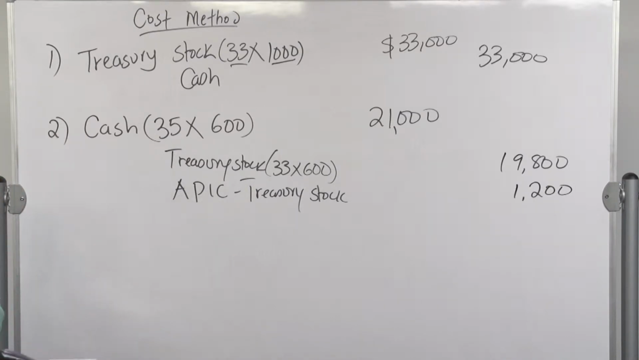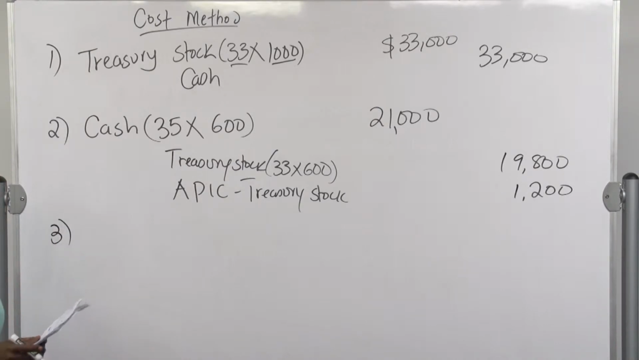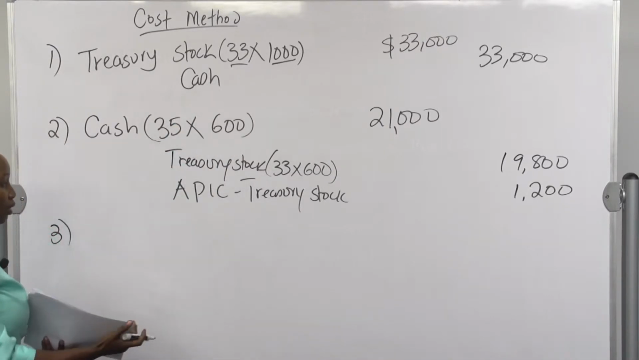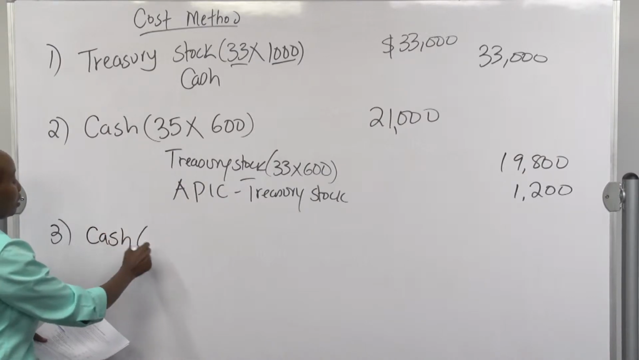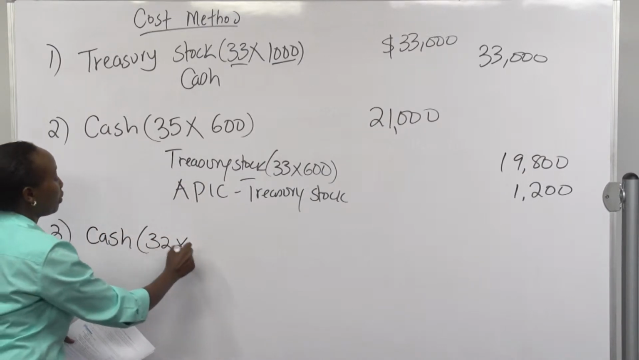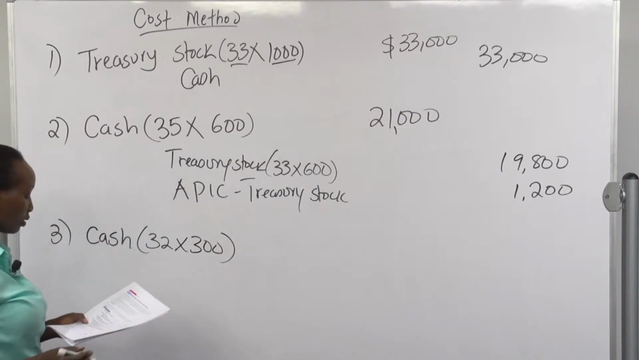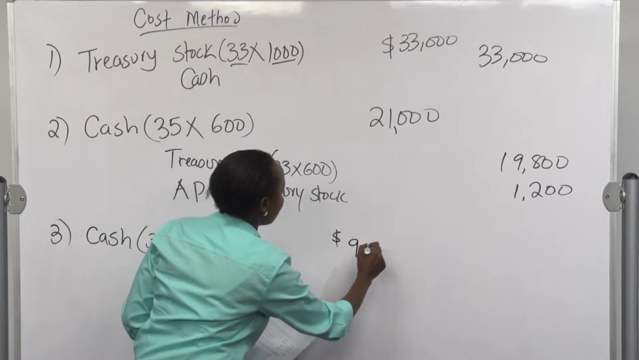Transaction 3, we reissued another 300 shares at $32 per share. Note that it's less than the original price there. So first we get cash, 32 multiplied by 300 shares. So we have 9,600.